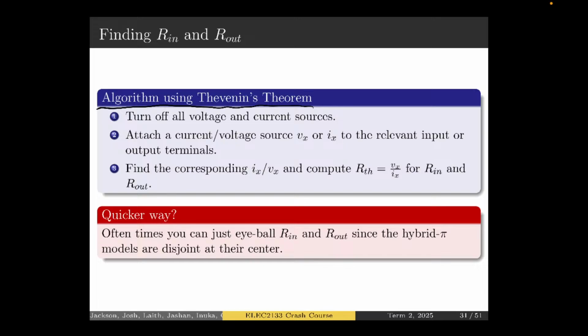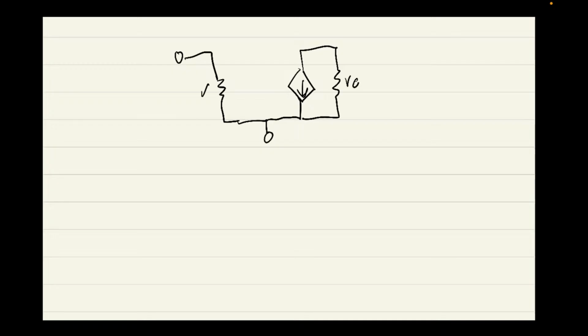models. And if I can draw one right now for you guys, what you'll see is this one is collector and this is emitter. So this is your hybrid pi model.